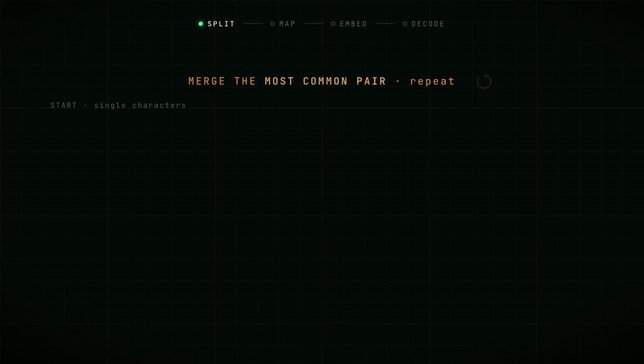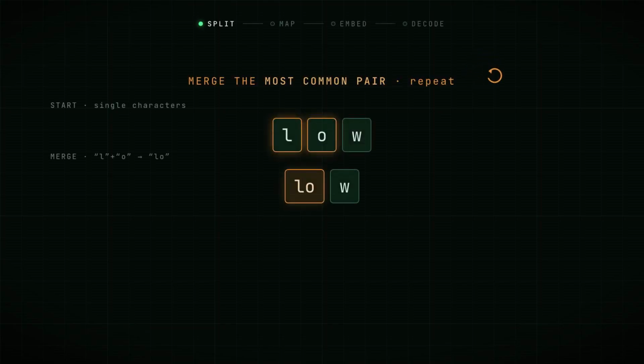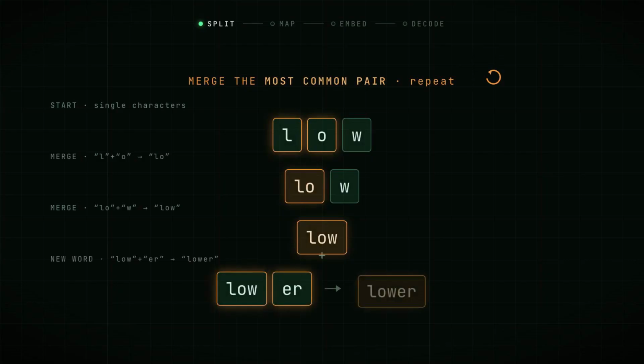How does it pick the pieces? It starts from single characters and repeatedly glues the most common pair together. Do that thousands of times and you get a vocabulary of word chunks. That is byte pair encoding.